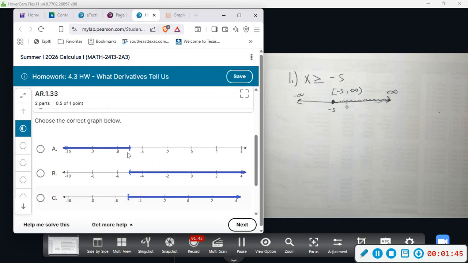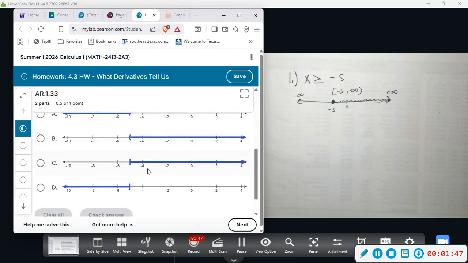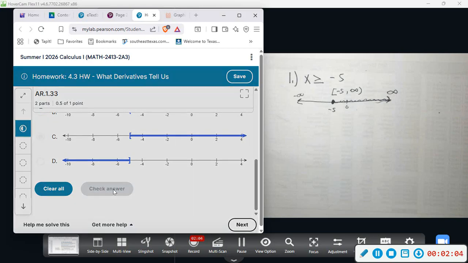All right, part 2 wants us to pick out the graph. So the way they've graphed it, they just put the bracket on there just to kind of simplify it now. Might not see the bubbled in circle anymore, or the hollowed out circle, but C looks like the one that's going from -5 all the way to infinity.